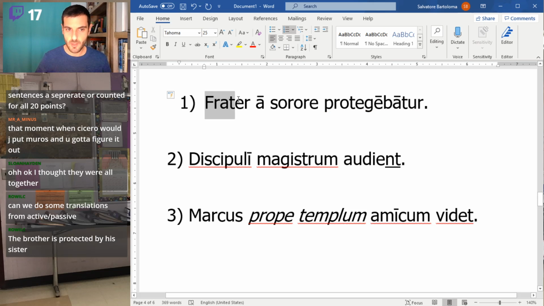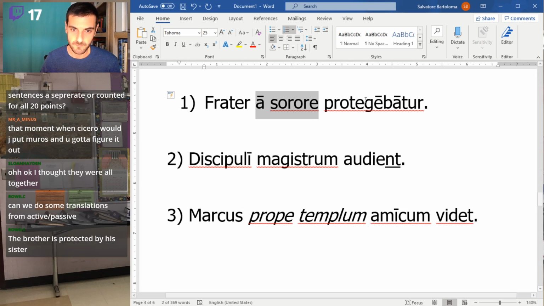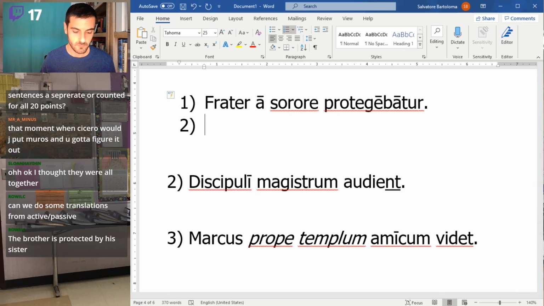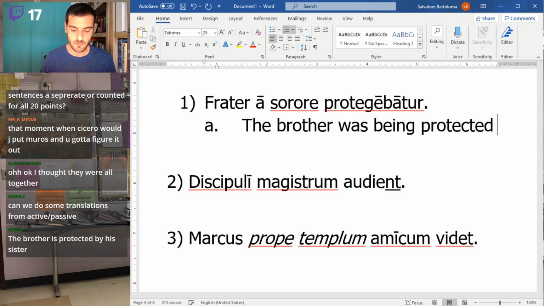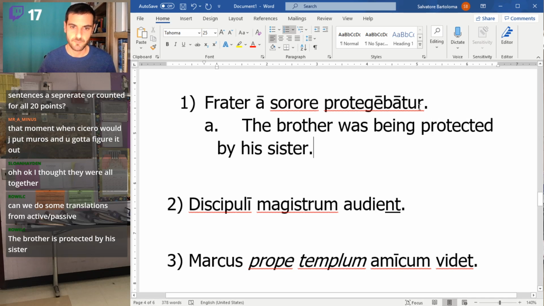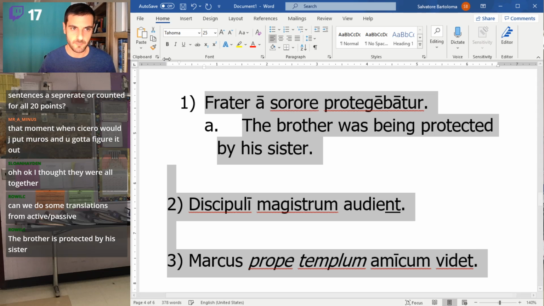The brother, he's the nominative, so he's the subject. Be careful on tense. That's the kind of thing that would cost you a little half point, quarter point, something like that. The brother was protected, or was being protected, but I do want to hear that was in there because it's imperfect. Was being protected a sorore, by his sister. So that's the original. The brother was being protected by his sister. So that's our starting point, right?